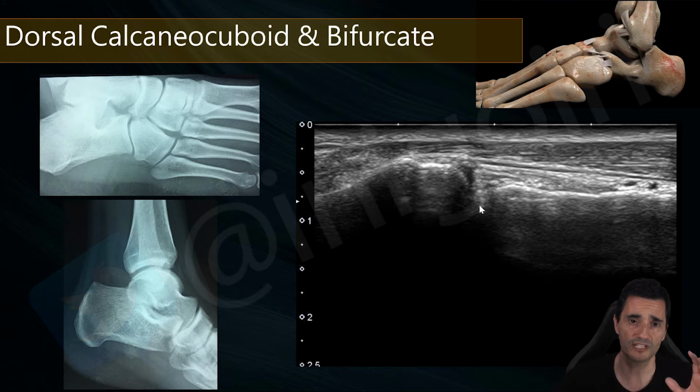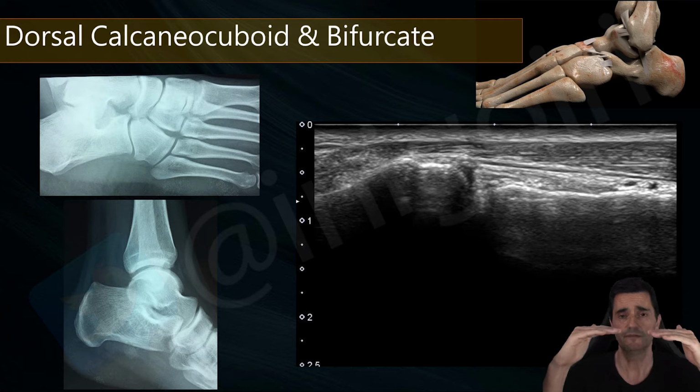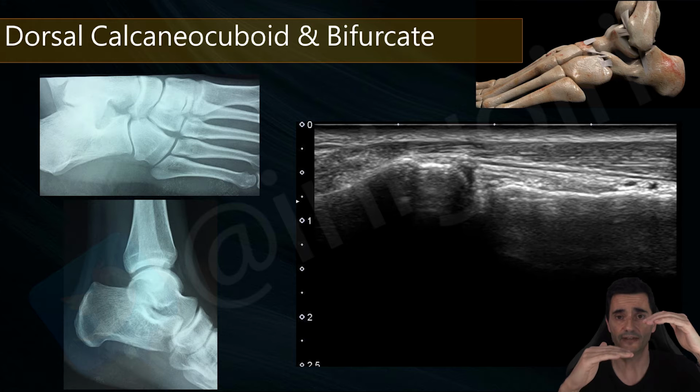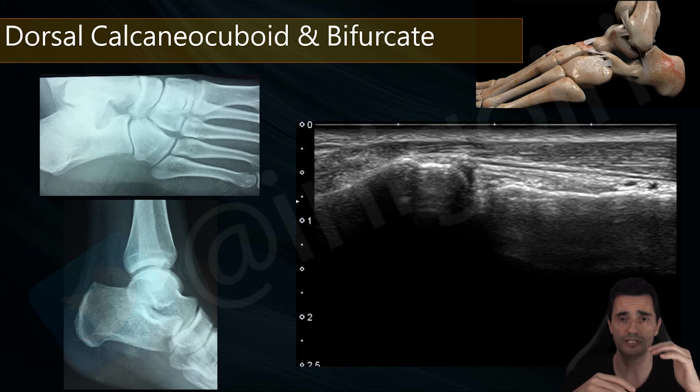With ultrasound, the dorsal calcaneocuboid ligament is very easy to see. We will notice the cortical of the calcaneus here and the cortical of the cuboid here, and it's very important to check that both are at the same level. If both are at the same level, you will be at the dorsal calcaneocuboid ligament. If the calcaneus is more superficial, it's higher, you are in the bifurcate ligament, as we are going to see later. Okay, always checking both corticals is very important.